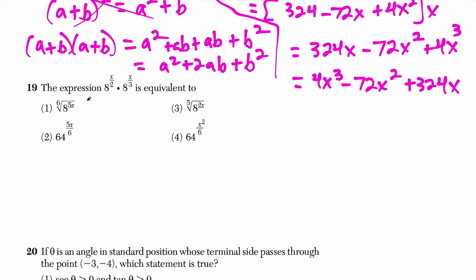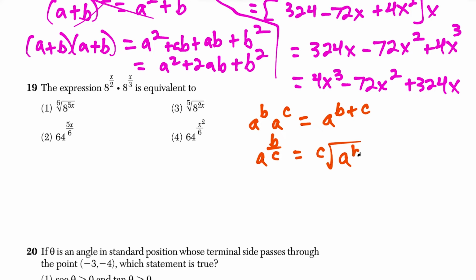Question 19, the expression here is equivalent to, and for this one, it really helps to know these two properties of exponents. When we do a to the b times a to the c, that's equal to a to the b plus c. And when I have a to the b over c, this is the same thing as the c root of a to the b power. So that's the two properties that we're going to use for this question.